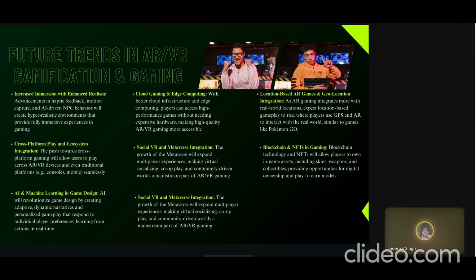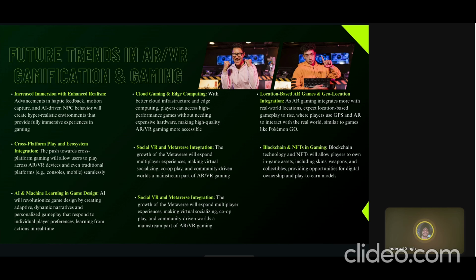Next thing, AI and machine learning are revolutionizing game design. Imagine games that adapt to you with a dynamic narrative and personalized challenges based on your actions. AI enables deeper, more unique gameplay experiences that learn and evolve in real time. The social dimension is exploding, particularly with the metaverse concept. VR and AR are becoming vibrant social hubs for connecting with friends, collaborating in shared worlds, and building communities. Multiplayer and social interaction will be central to future gaming.